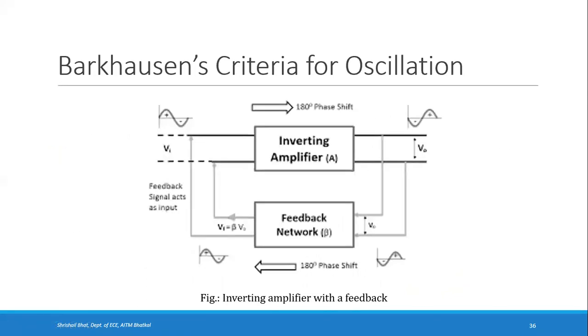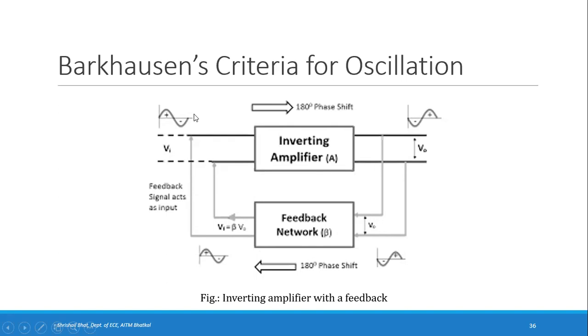Okay, so consider this inverting amplifier with feedback. Here the inverting amplifier provides a phase shift of 180 degrees. So if this is the input, this would be the output. When you connect the voltage back to the input, it also should provide a 180 degree phase shift. So this is 180 degree phase shifted, that is the output. If this provides 180 degree phase shift, this signal will be the same as the input signal.